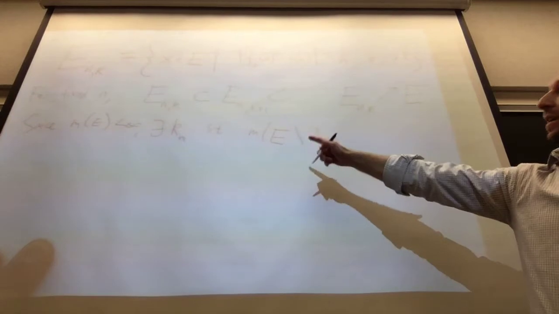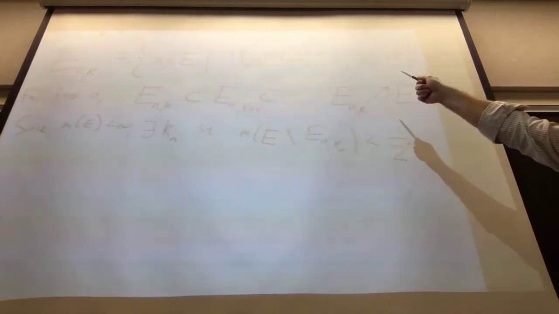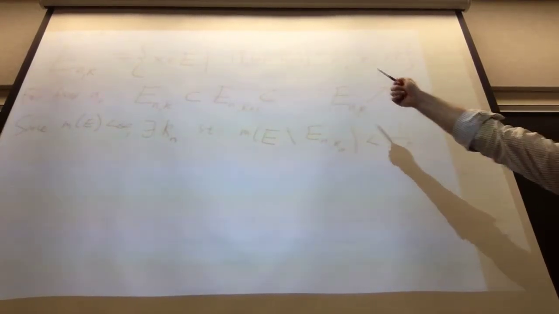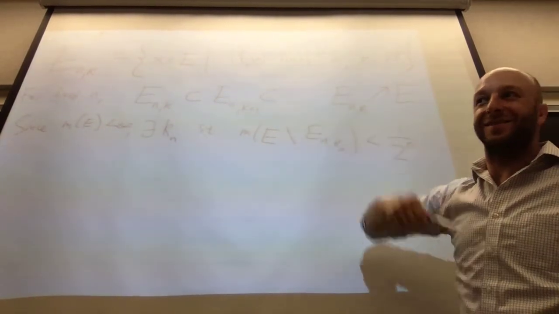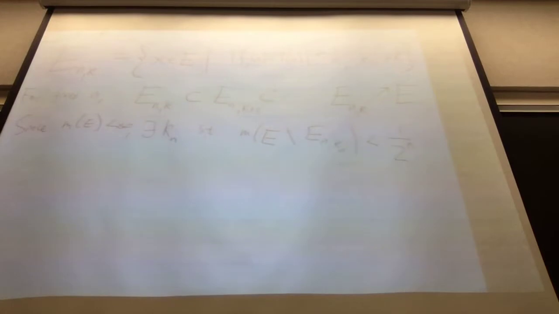So since the measure of E is finite, there is some point after which we are within, well, how good do we want this to be? You'll see in a second why we want to be within 1 over 2 to the n. Notice it's 1 over n, the same 1 over n no matter which x we're in. So that's our first hint towards uniformity. Now, we have all these sets. We have one for each n.